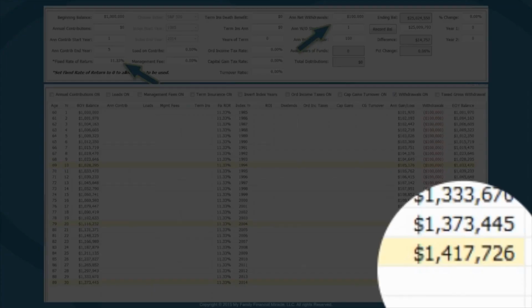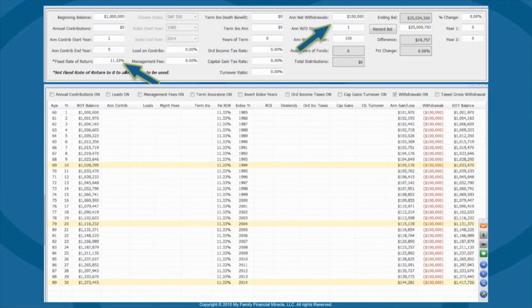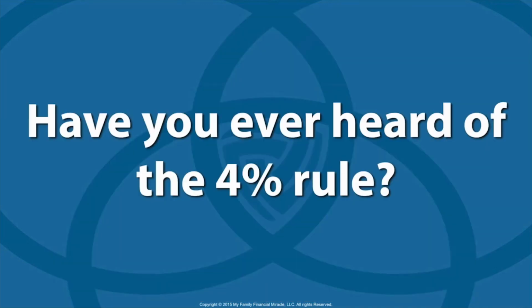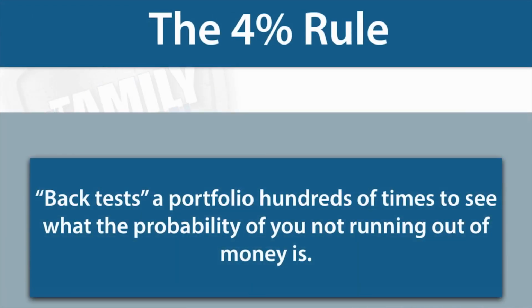At the end of 30 years, with our linear rate of return and a constant annual withdrawal of $100,000, our account balance is $1,417,726. Just as we anticipated, with consistent returns, everything works great. How many of you have ever heard of the 4% rule? This is a Wall Street probability calculation. It backtests a portfolio hundreds of times to see what the probability of you not running out of money is. It is not a guarantee.